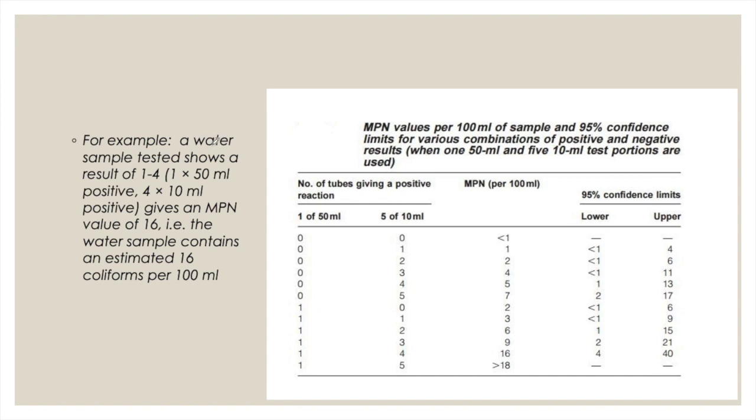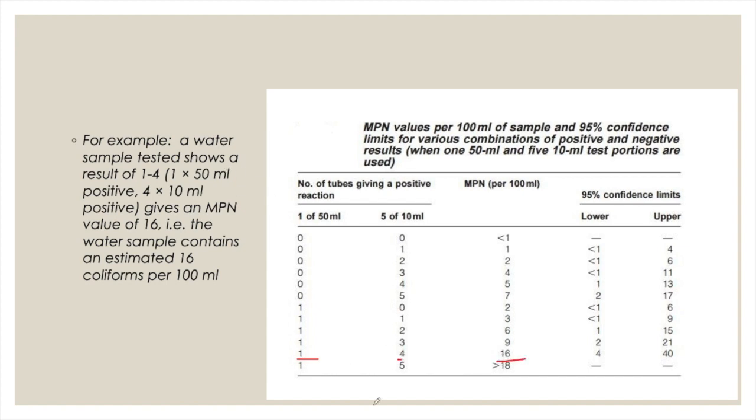Now, for example, a water sample tested shows a result of 1,4. What is 1,4? The 1 means one tube is positive in the 50 ml of sample, and the 4 means 4 test tubes are positive in 10 ml of sample. This gives an MPN value of 16. How does it give 16? You can see here, for the 1,4 combination, that is 1 and 4, we have an MPN value of 16.